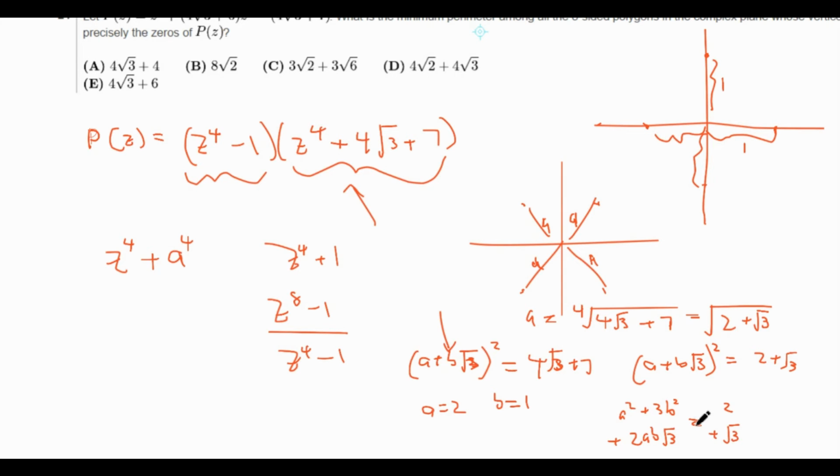And so we know that a squared plus 3b squared is equal to 2, and 2ab is equal to 1. So this is equal to 2, and this is also equal. So we can first cancel out this root 3, of course. So this is just 1. And now we have to solve ab equals 1/2 and a squared plus 3b squared equals 2.